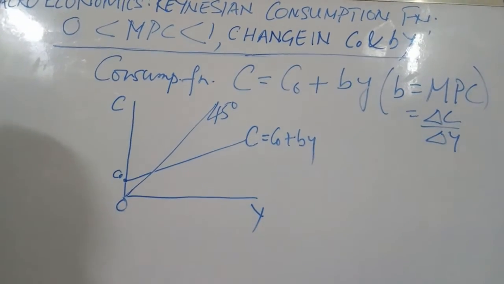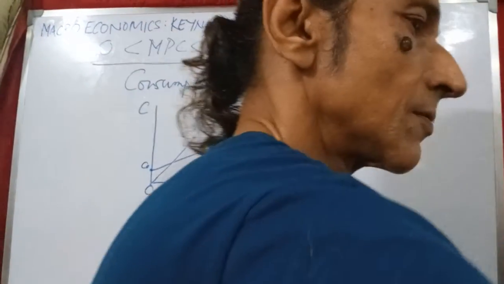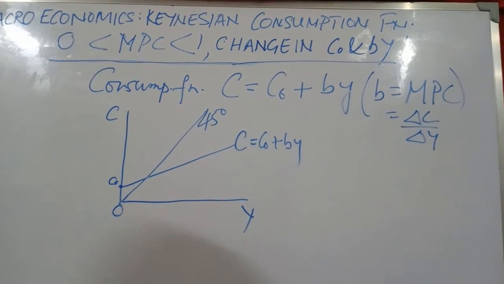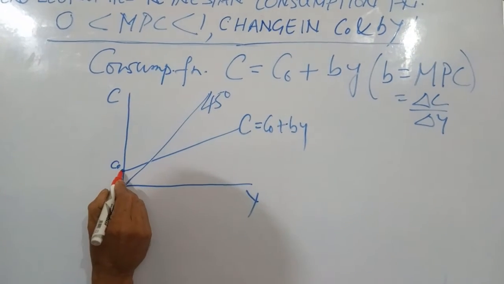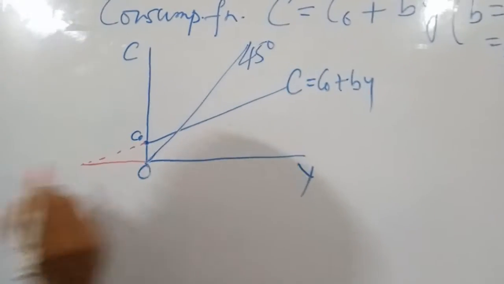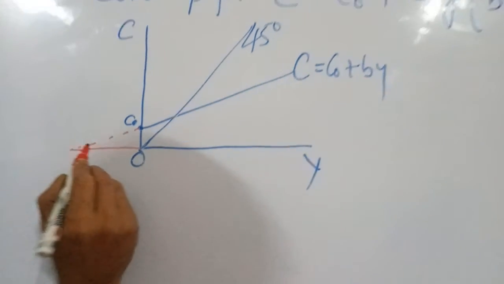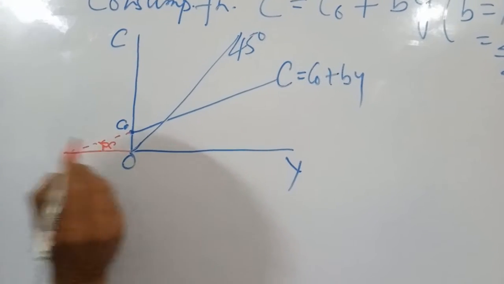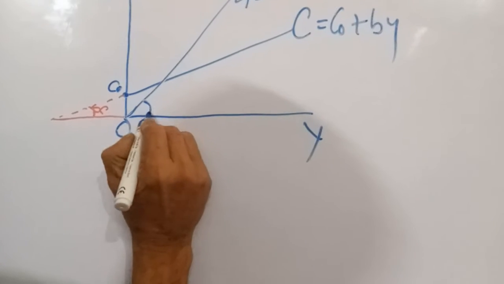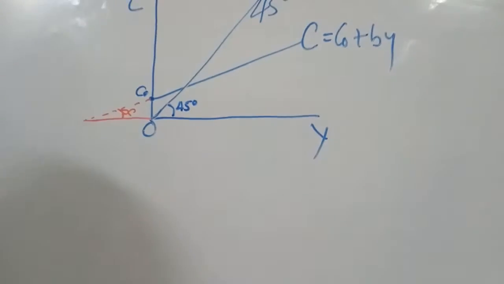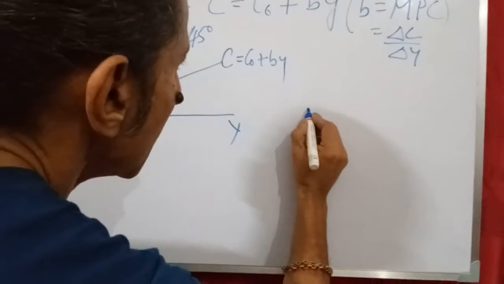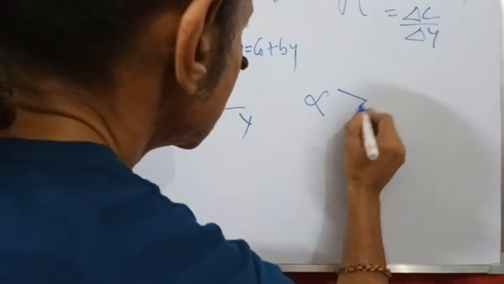Okay. Now, we extend the C function on the negative of the x-axis. Correct? Suppose this angle is alpha and this is 45 degree. Now alpha is greater than 0.